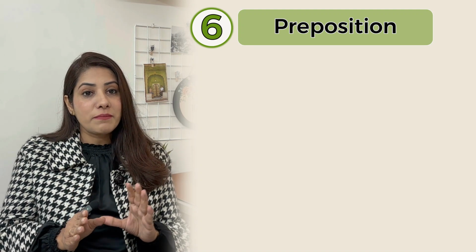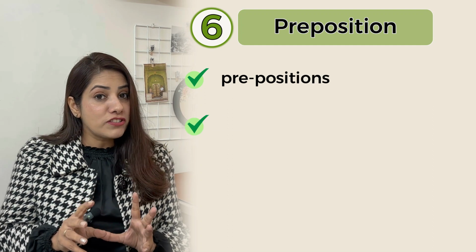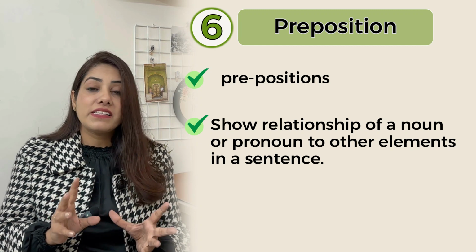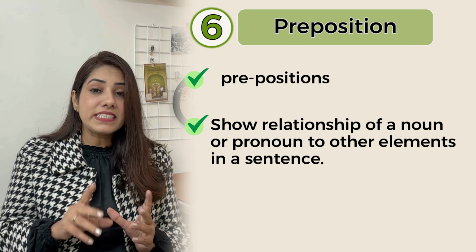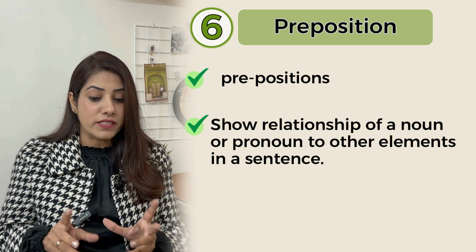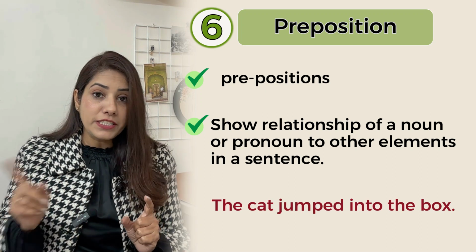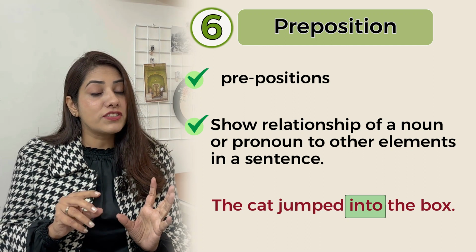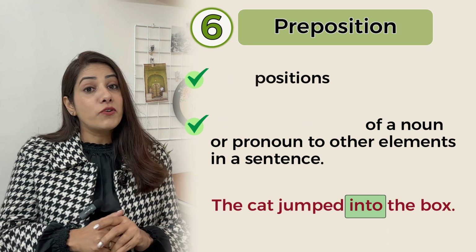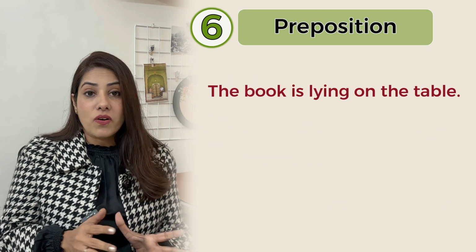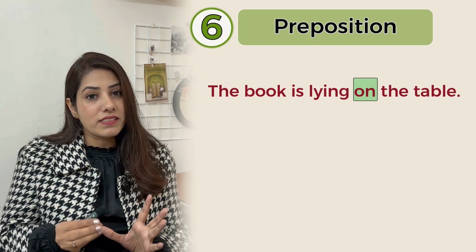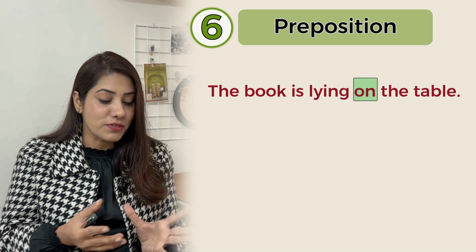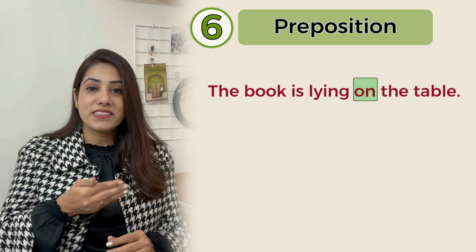Moving on, prepositions. So prepositions show the relationship of a noun or pronoun and other elements in a sentence. So it indicates the position of that noun or a pronoun. Let's say the cat jumped into the box. So into is giving you the relationship of the position of the cat. The book is lying on the table. So on is the preposition because it is showing the relationship of the book with the table, where it is lying in relation to the table, under the table or on the table.